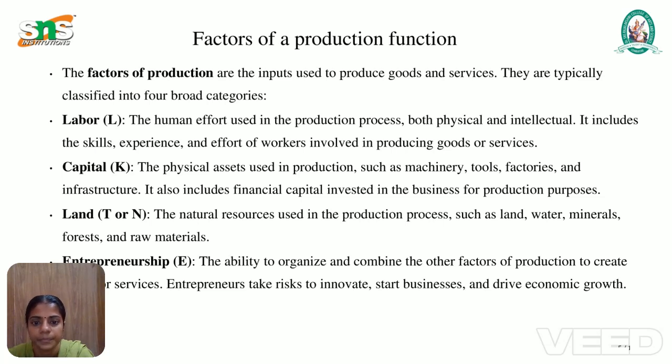Next one is capital, the physical assets used in production, such as machinery, tools, factories, and infrastructure. It also includes financial capital invested in the business for production purposes. Next one is land, the natural resources used in the production process, such as land, water, minerals, forest, and raw materials. Next one is entrepreneurship, the ability to organize and combine the other factors of production to create goods or services. Entrepreneurs take the risk to innovate or start businesses and drive economic growth.